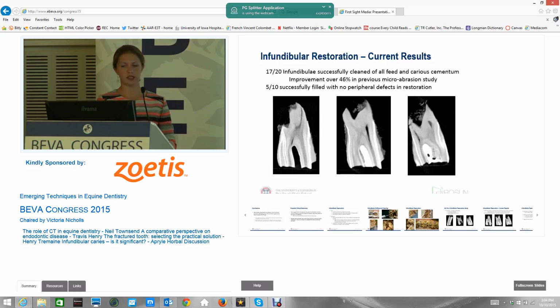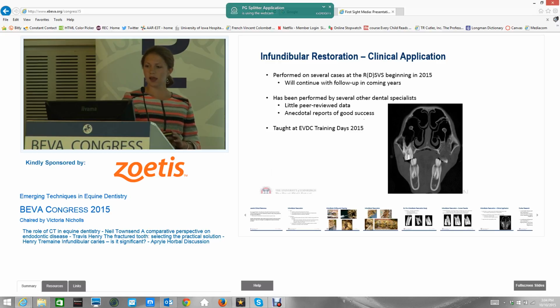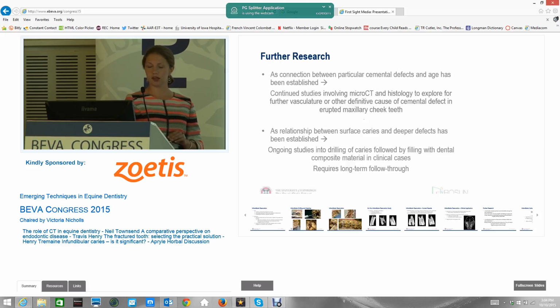Its clinical application is still being determined, however. We've just started to do it at the Dick Vet this year, and we'll continue to do that. It's been performed by several other dental specialists for years, but there's little published data on this. However, it has been taught at the European Veterinary Dental Congress this past year, so definitely becoming more popular in that respect. We'll continue doing micro-CT on erupted cheek teeth, looking for this vasculature and trying to determine the exact cause of these cemental defects. And we'll also continue long-term follow-up studies on horses that have undergone this restoration procedure.